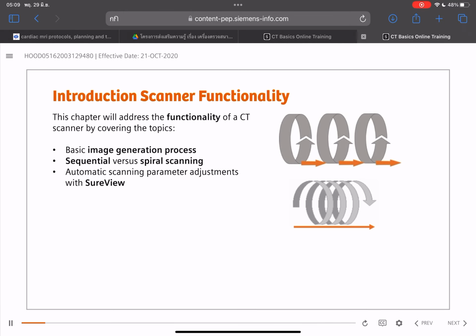This chapter will address the functionality of a CT scanner. After covering the basics of the image generation process, it will discuss sequential versus spiral scanning and the automatic adjustment of the scan parameters using the SureView concept.